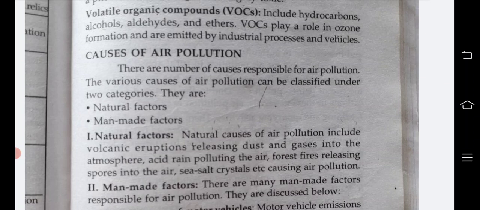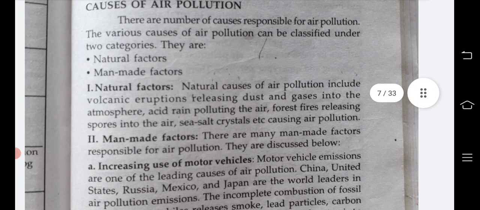There are two categories of air pollution. They are natural factors and man-made factors. Now, naturally, which are pollutants? Natural causes of air pollution include volcanic eruptions releasing dust and gas. When there is a volcano eruption, it leads to the release of dust and gases into the atmosphere, and acid rain polluting the environment, air. Forest fires and sea salt crystals all cause natural air pollution.